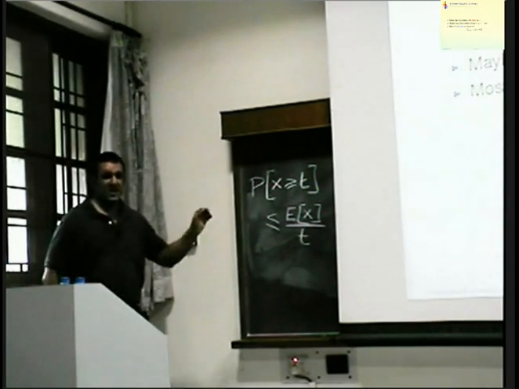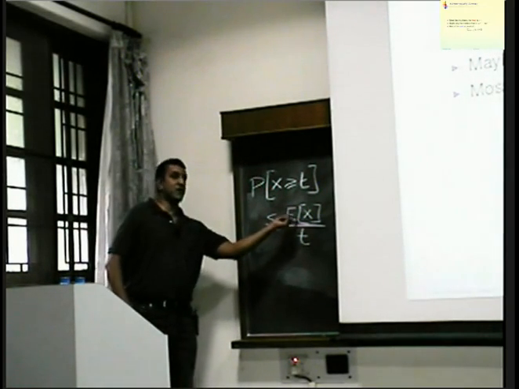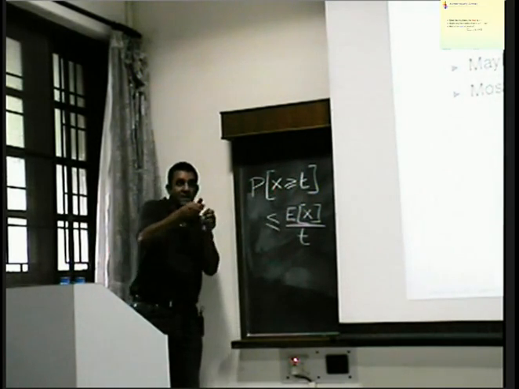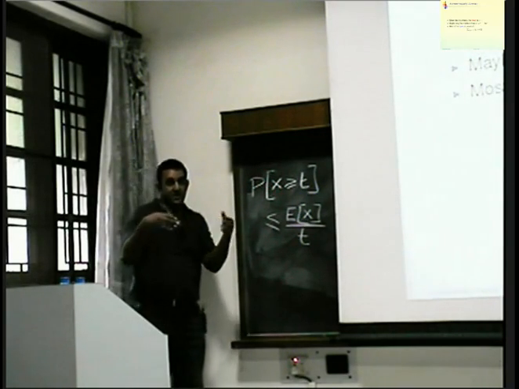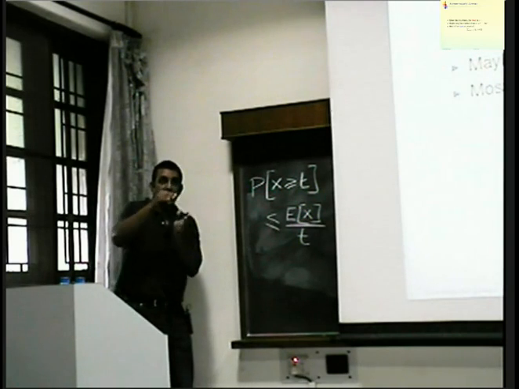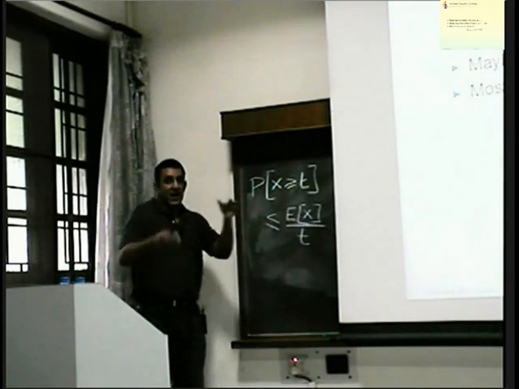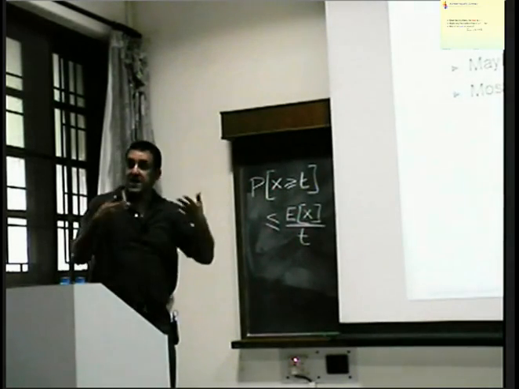The proof, if you see, is really, really trivial. If this were not the case, then this could not be the expectation. A random variable is sort of a function. If all the outputs of the function are on the lower side, then the expectation cannot be E[x]. It has to be something smaller than that. So this argument is sort of like that.